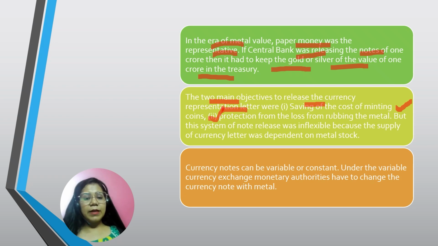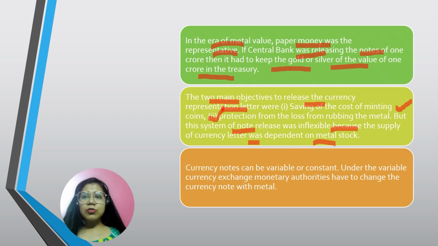See, when the metal is exchanged in the economy, its value will decrease. There can be depreciation. So to protect against that, currency representation letters, or we can say currency notes, were introduced in the economy. But the system of note release was inflexible because the supply of currency letters was dependent on the metal stock. So even though you were exchanging currency notes, the same value of metal stock had to be given by the government, or we can say the central bank. So this made the system inflexible.